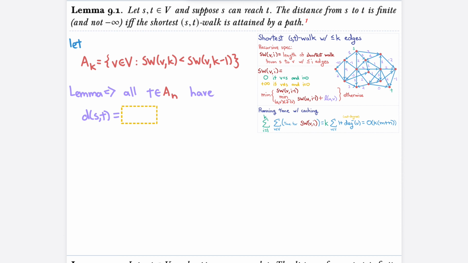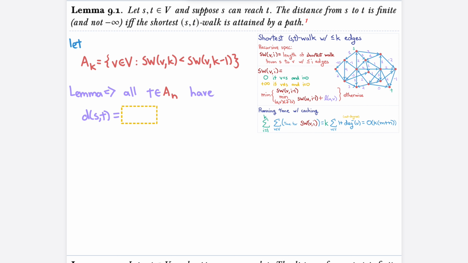Now, let's say you have some vertex in this set A sub n. It's saying that when you used that nth edge, you did better than you could have done with n minus 1. So in particular, there's some n-edge walk that's better than any n minus 1 or less. In particular, better than any path. So what does that tell you? It must be a negative cycle.